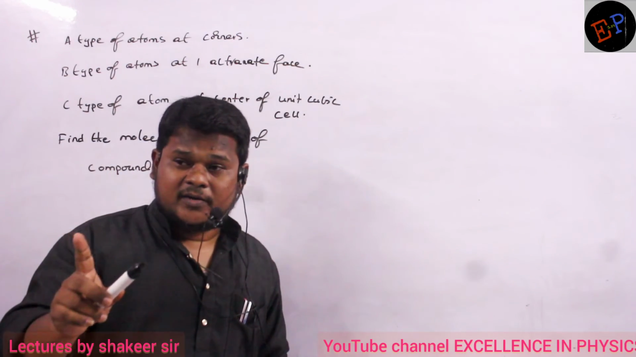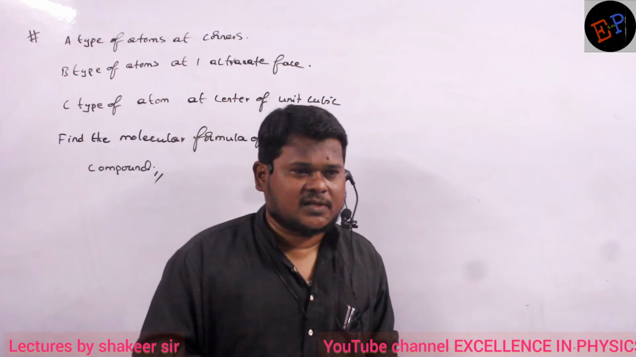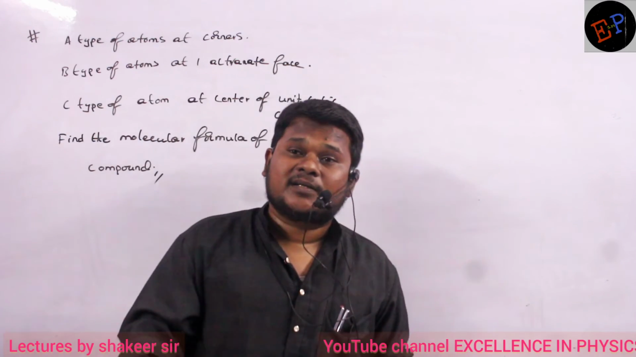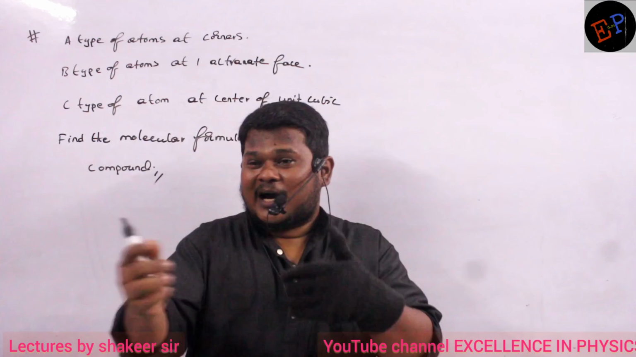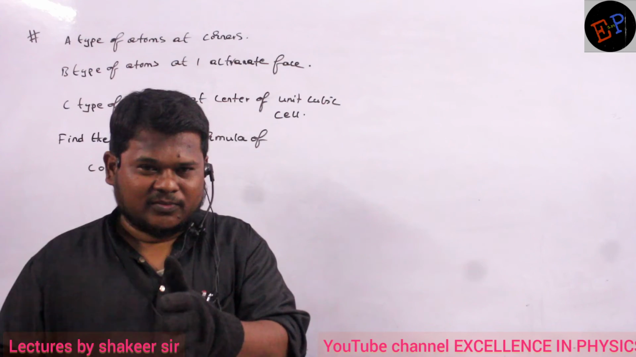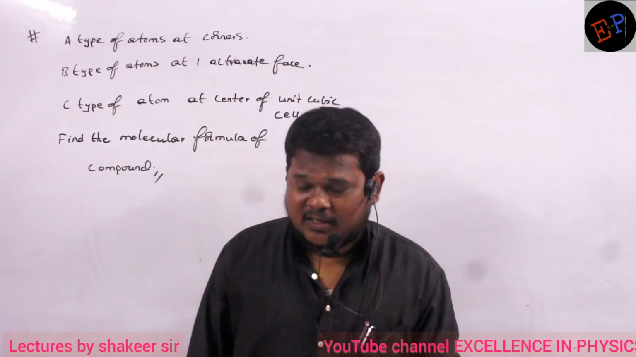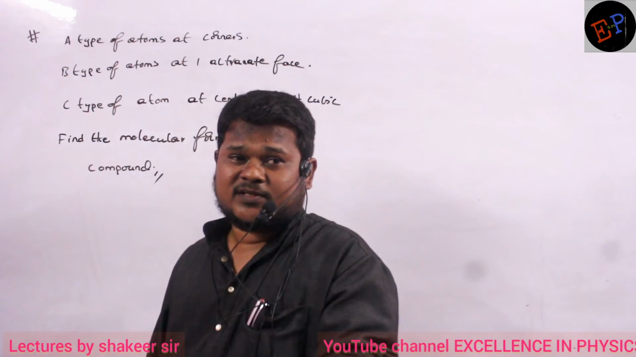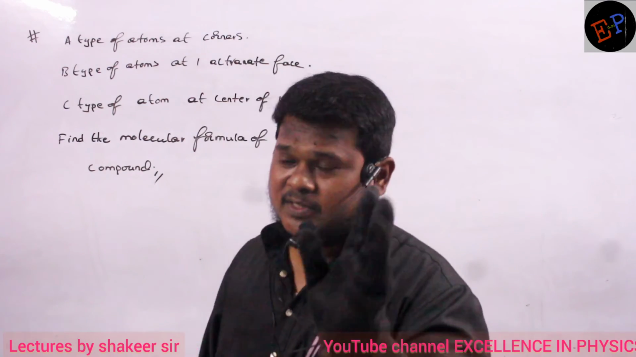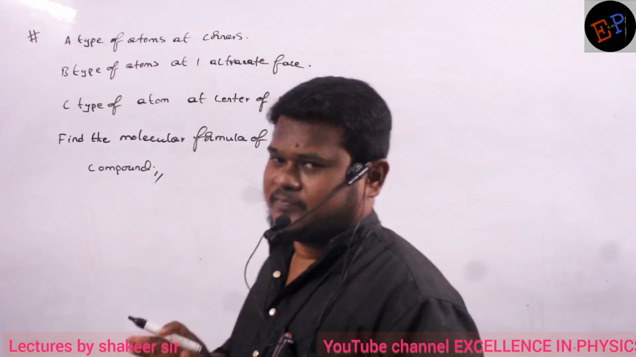What is meant by alternate face? How many faces are there, ma? 6 faces are there totally in a cubic crystal. How many alternate faces are there? 3 alternate faces. There are 3 pairs of opposite faces: one opposite pair here, another here, another here. It means totally 6 faces. Are you able to understand? It means atoms are present on only 2 opposite faces. On the remaining alternate faces, atoms are not present. That is the meaning of this. And C type of atom is exactly at the center. Are you able to understand?